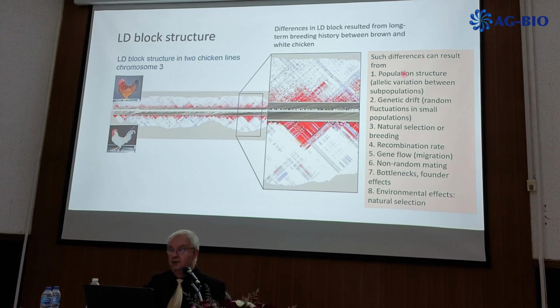So now we have to realize that such differences can result from population structure, an allelic variation between subpopulations, which will come up later. Genetic drift, that means a random fluctuation in small populations, is not applicable in this example. Natural selection or breeding is very much applicable in this situation. Also the recombination rate, gene flow, non-random mating, bottlenecks and environmental effects. But I think here especially the natural selection or the breeding of these two strains of chicken.